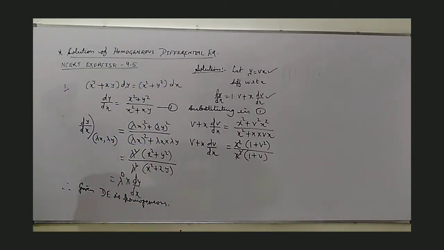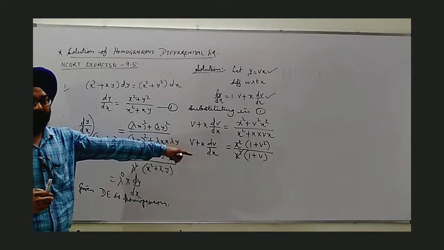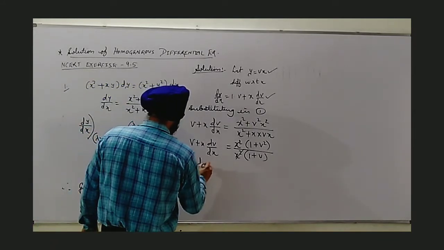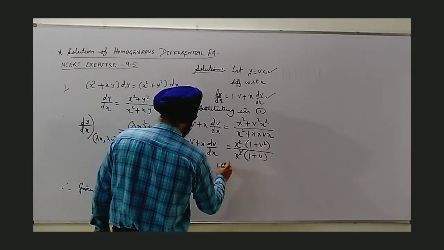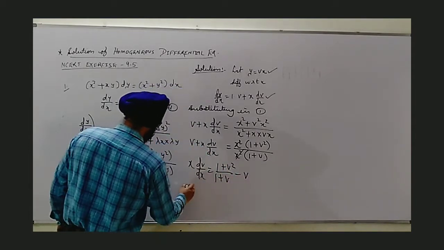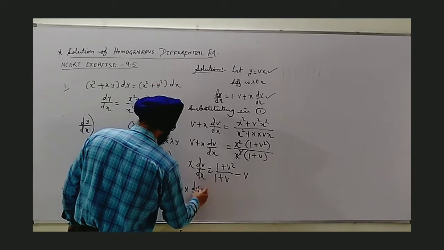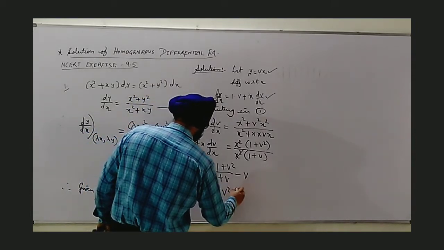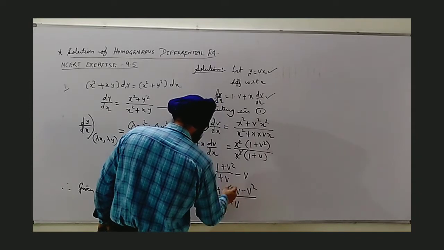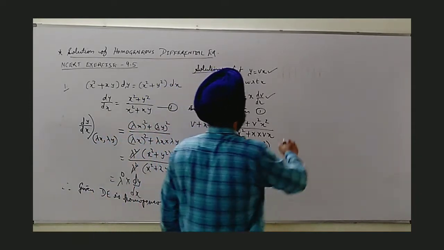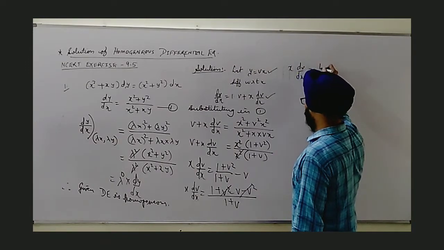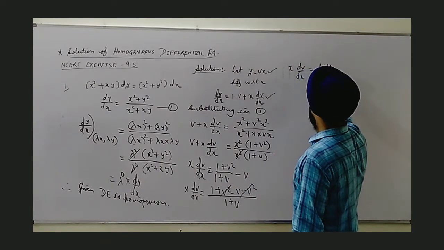Now we can see the right hand side is completely converted in terms of v. So this term of v is shifted to the right hand side. We get 1 plus v square upon 1 plus v, minus v. Solving and simplifying, we get here x dv by dx, this is equal to 1 minus v upon 1 plus v.